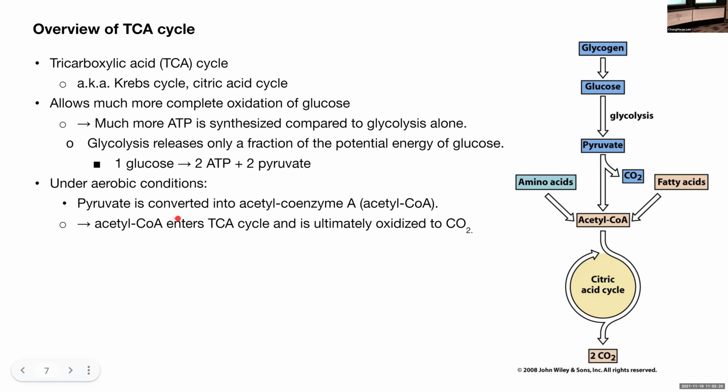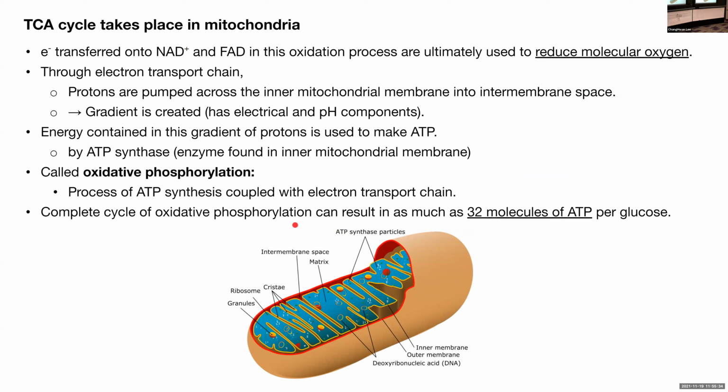This pyruvate will be converted into acetyl coenzyme A, or acetyl-CoA. This is the starting point for the TCA cycle, and then the carbon is ultimately oxidized to carbon dioxide, as I just explained. The TCA cycle takes place in mitochondria, which is a huge organelle in the cell. Many of you are probably already familiar with it, but it can be considered an energy factory for the cell.